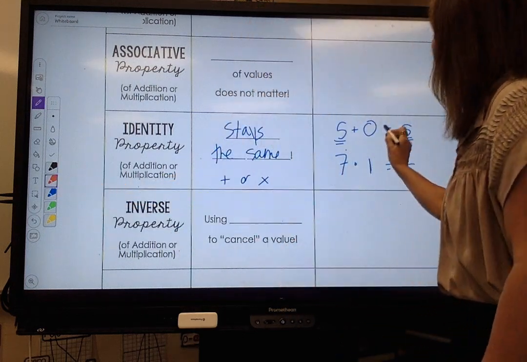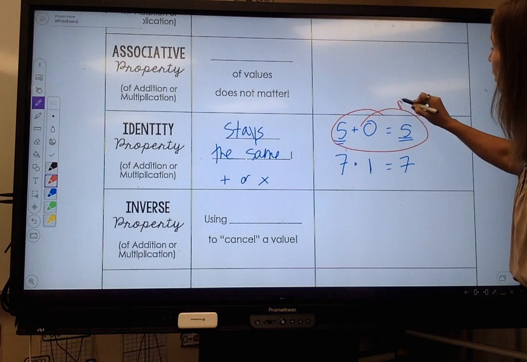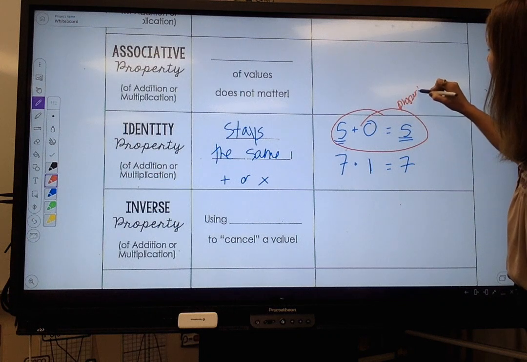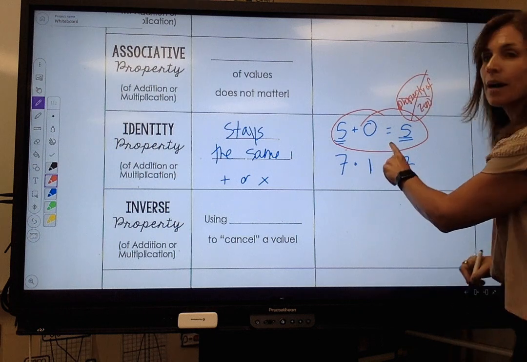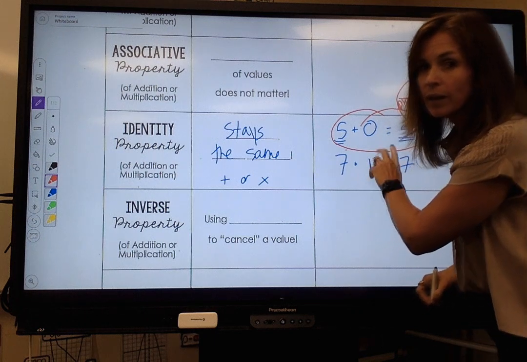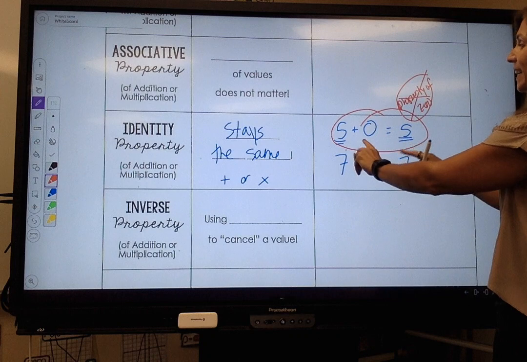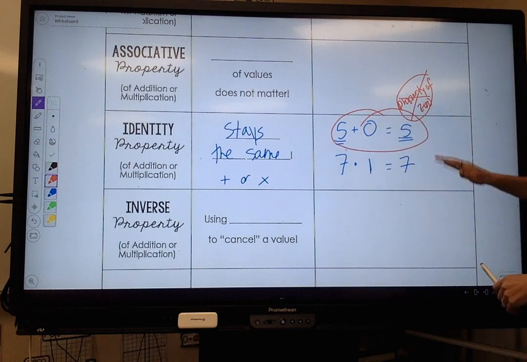Caution, caution, caution. This is not property of 0. Just because you see a 0 does not mean it is a property rule, okay? This is identity, whatever starts and stays the same, okay?